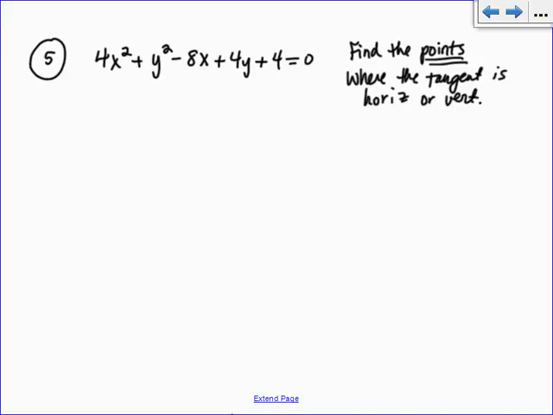So you could actually solve for y. It would be a little bit complicated. You have to complete the square. I won't put you through that. We'll just go ahead and do our dy over dx, our implicit differentiation. So we're going to do 8x plus 2y dy over dx minus 8 plus 4 dy over dx plus 0 equals 0.